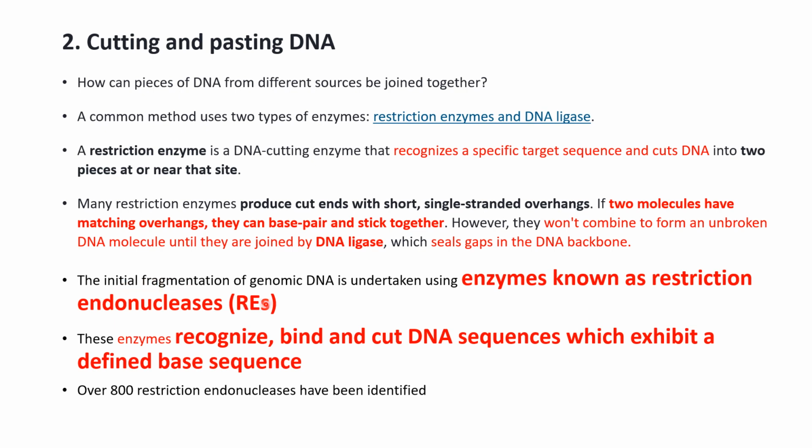So the initial fragmentation of genomic DNA is undertaken using enzymes known as restriction enzymes. Okay, then these enzymes recognize, bind, and cut DNA sequences which exhibit a defined base sequence. So for example, they recognize a base sequence that codes for insulin, they bind to that region, and then they cut that DNA. So we have over 800 restriction endonucleases that have been identified. So restriction enzymes are also known as restriction endonucleases.